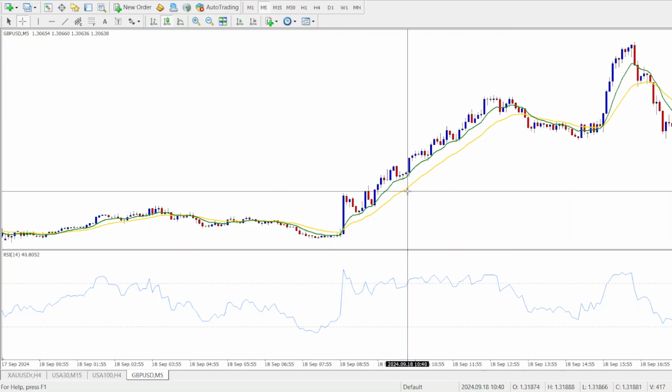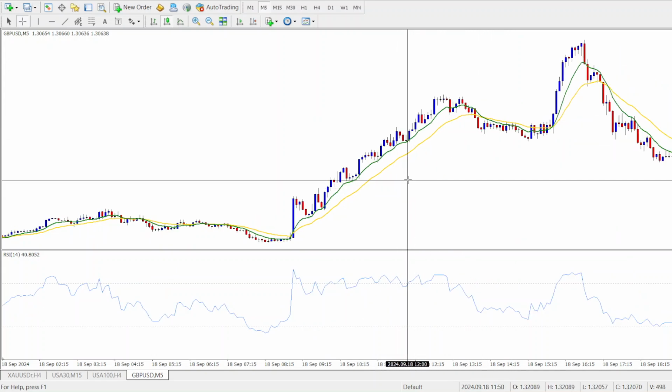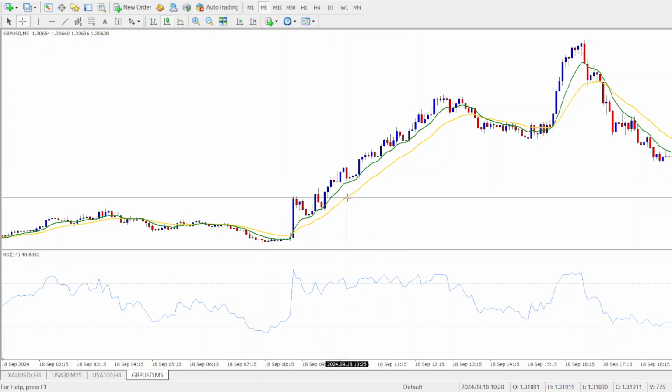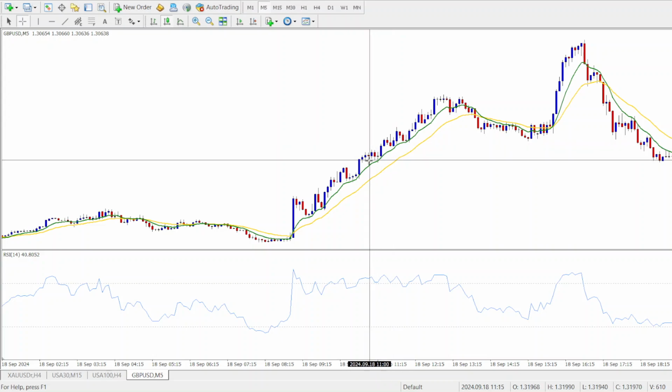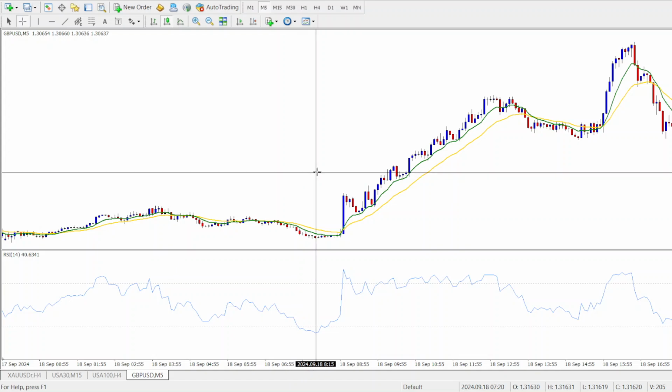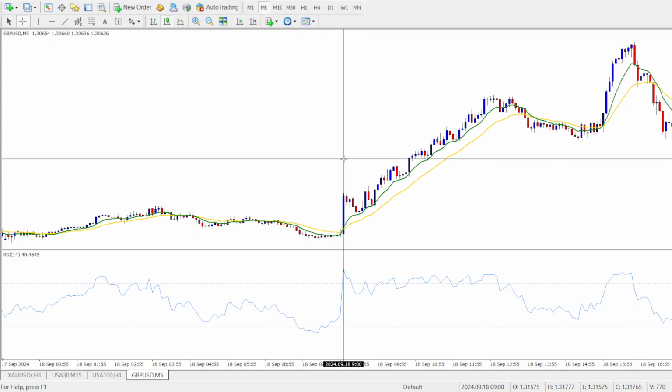Okay, and you might also want to use price action as well. Look for candlestick patterns or chart patterns that can give you extra confirmation for your trade decisions. Okay, that's also very, very important.